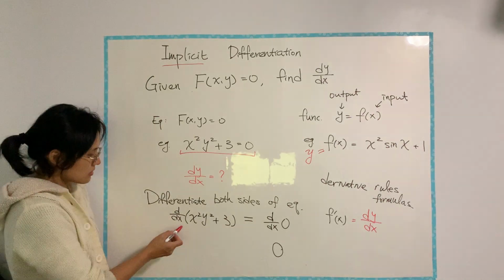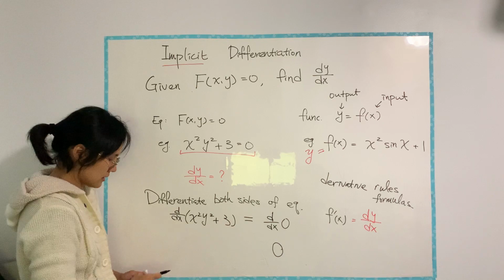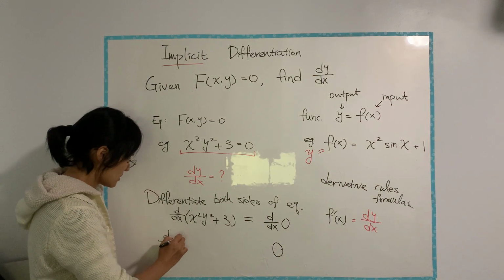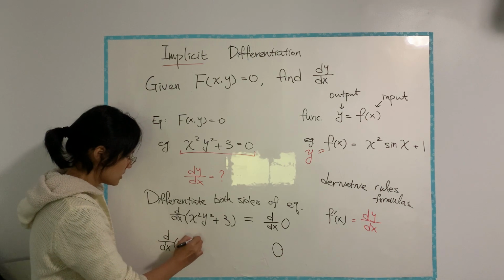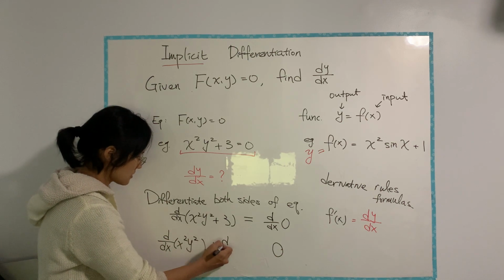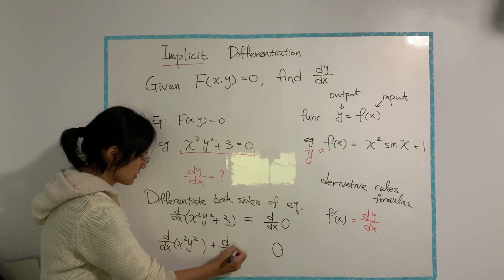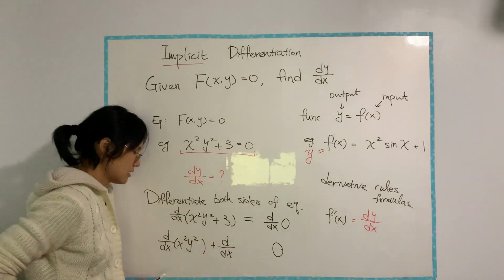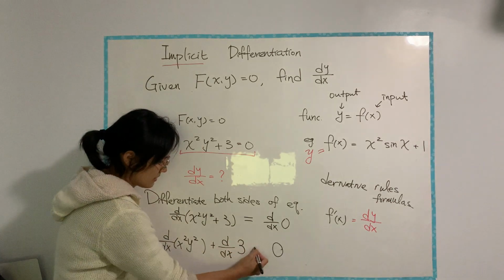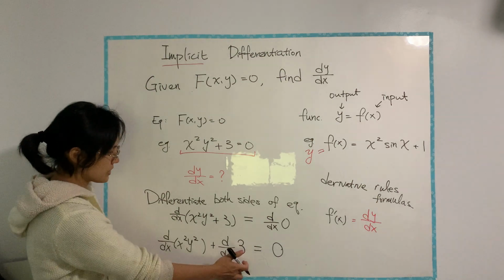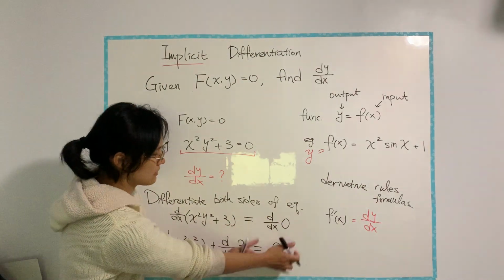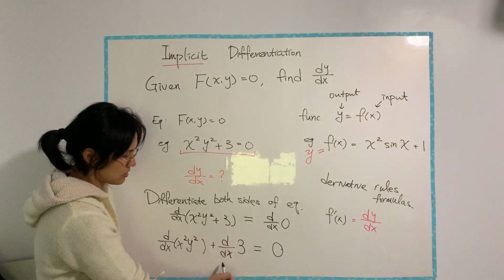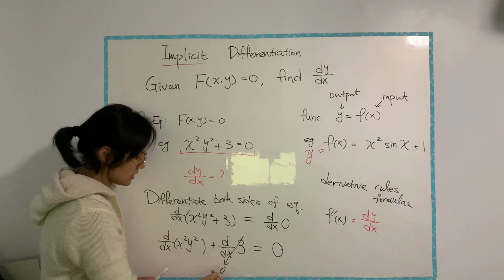Now I need to focus on this part: d/dx of x squared times y squared plus d/dx of 3. That is an ugly 3, let me fix it. And again, what we get from the left hand side equals what we get from the right hand side. Once again, here I have the derivative of a constant, so this goes away and becomes 0.